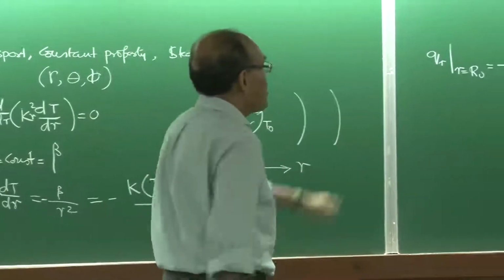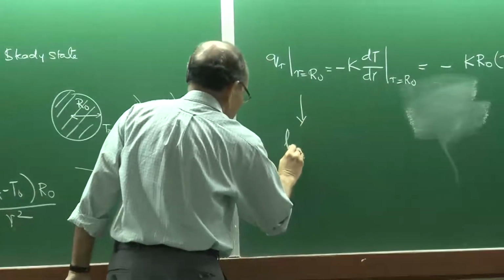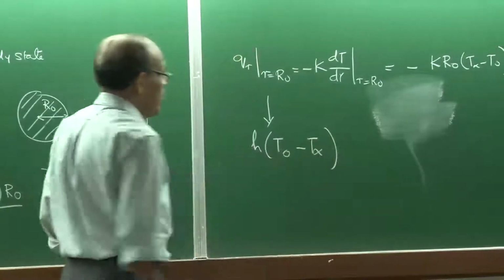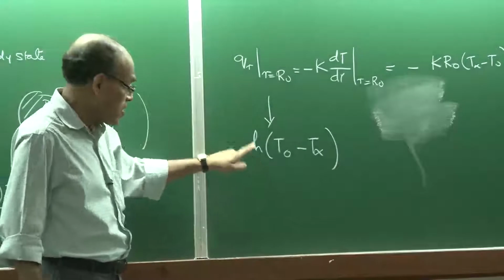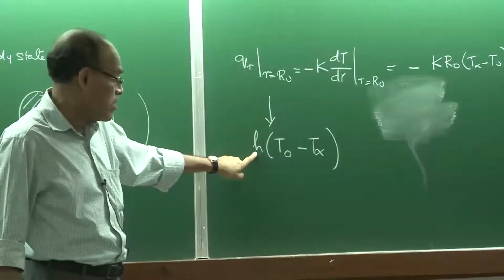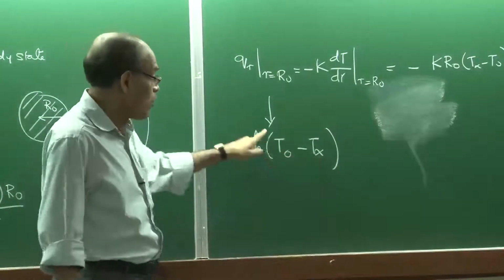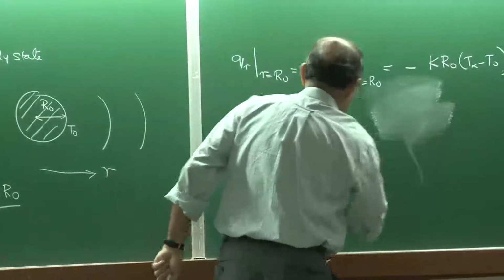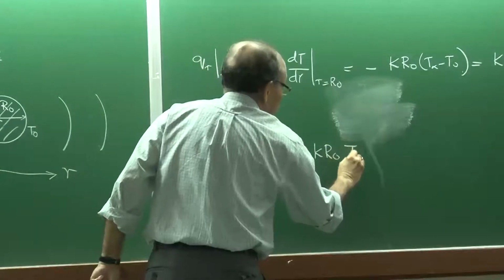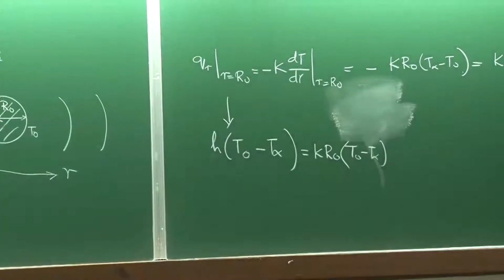Let us suppose that the flux is specified in this form, so that is the heat flux at the surface. This is the surface heat flux. So, this H is the surface heat transfer coefficient, okay? And this is the ambient temperature we are talking about. So, therefore, this is equal to this. So, if we equate this, k r 0 times T 0 minus T infinity, then what do I get? I get H.